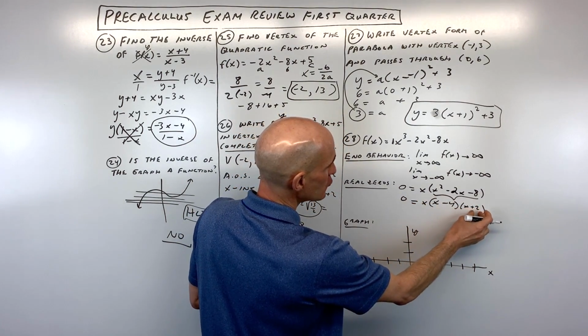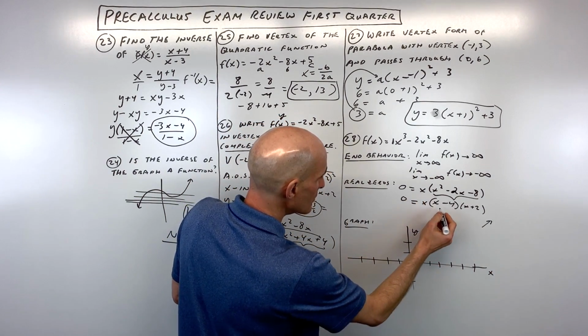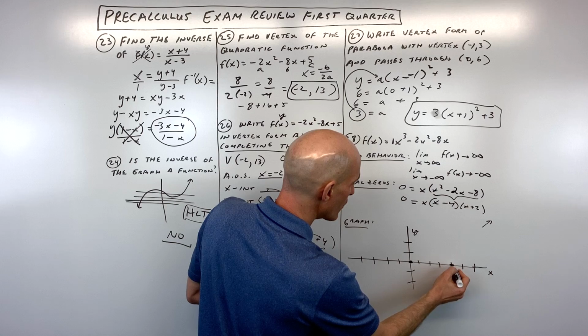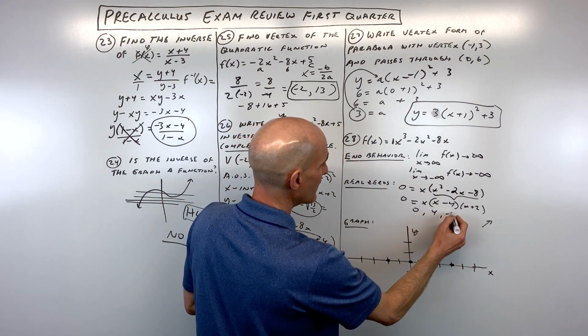Now if we set each of these groups equal to 0, you can see that we're going to be getting 0. We're going to be getting positive 4, 1, 2, 3, 4. And we're going to be getting negative 2. So those are our zeros, 0, 4, and negative 2.